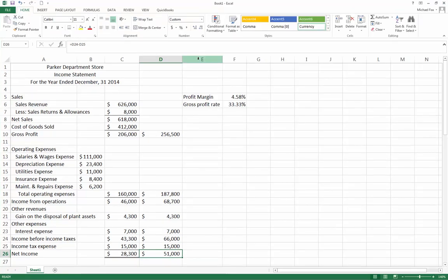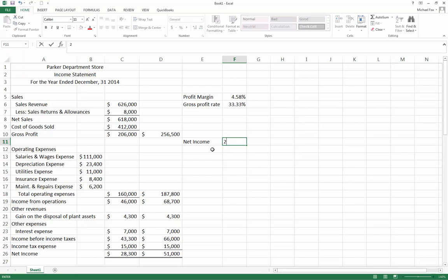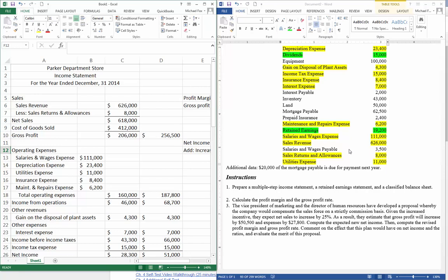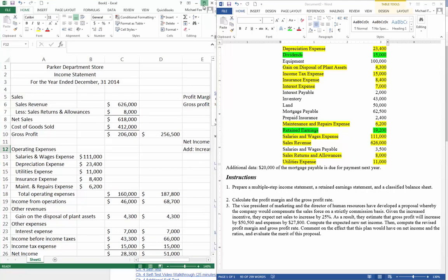The other way, like I said, is simply to say, what was my net income? 28,300. Let's do it right here. 28,300. And then I would add the increase in gross profit, which was, how much was it? See, I'm already forgetting. 50,500.